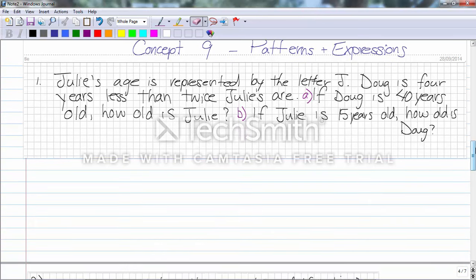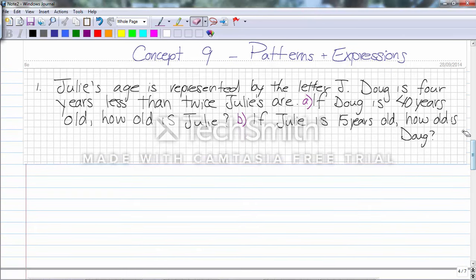Hi, today's review concept is on patterns and expressions, concept 9. Kind of a tricky one. Lots and lots of word problems, so we'll just dive right in.